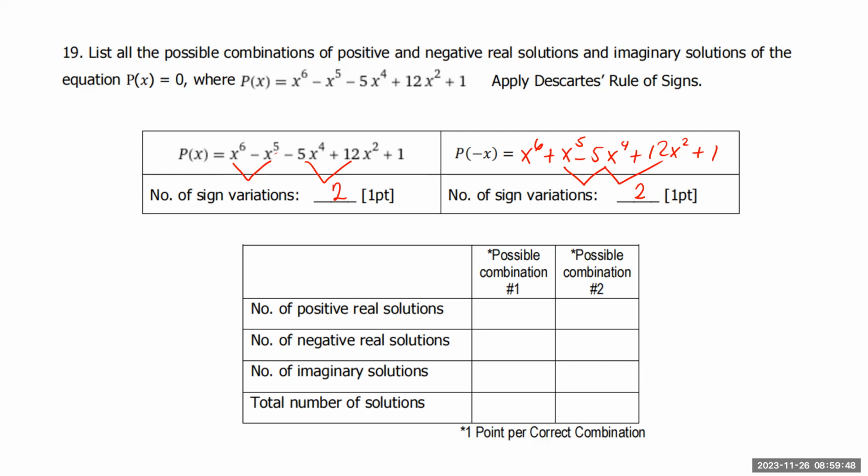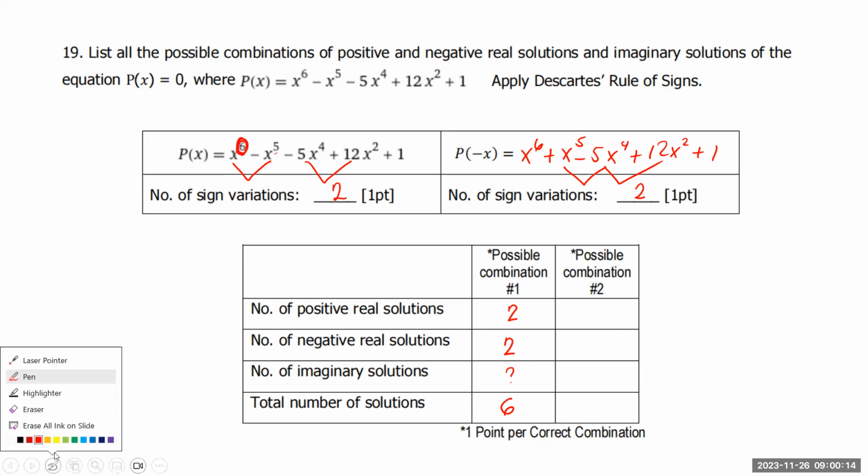Okay, so how to write the positive real solutions, negative real solutions, and imaginary solutions. Applying Descartes' rule of signs, this can be 2. This can be 2. And how to get this one? Take note that the total number of solutions is 6, since the degree is 6. So to get the number of imaginary solutions, that is 6 minus 2 minus 2, which is 2.